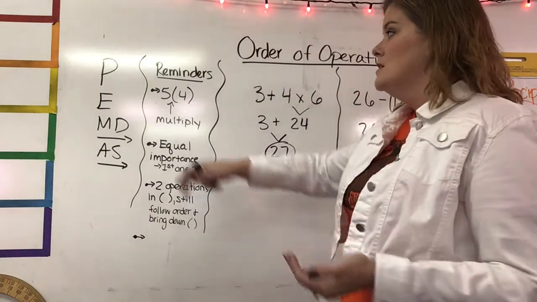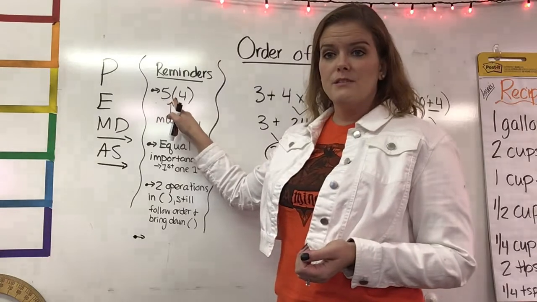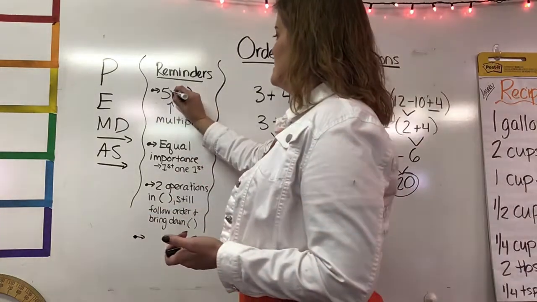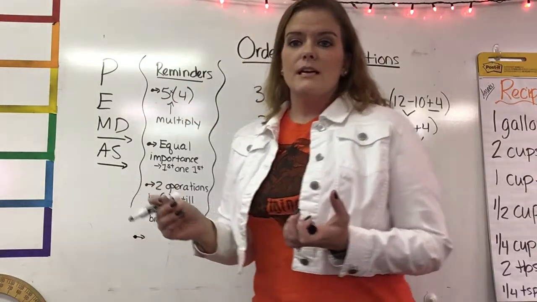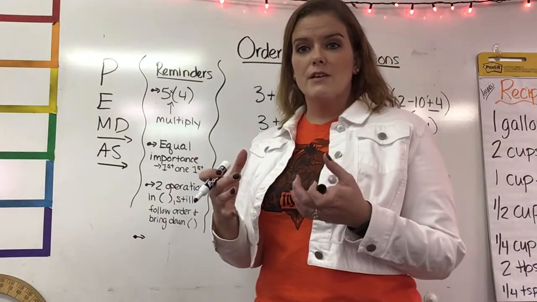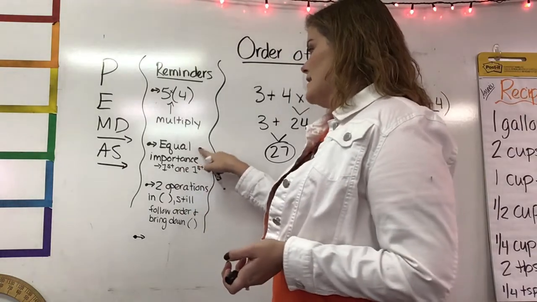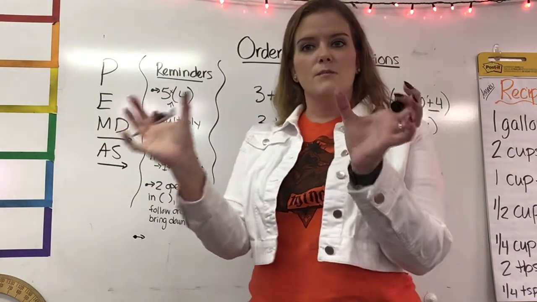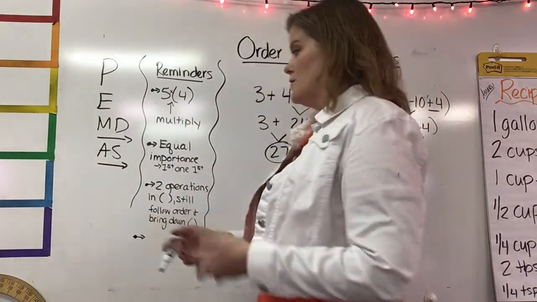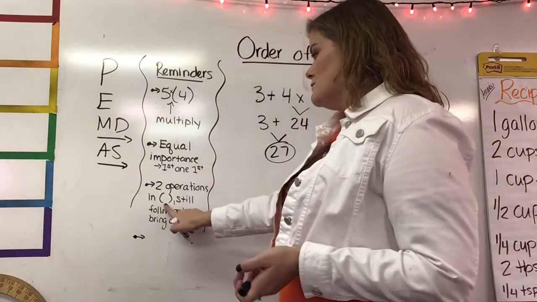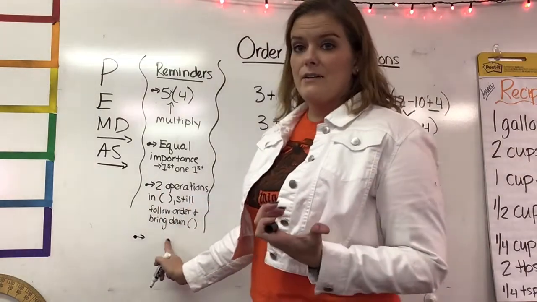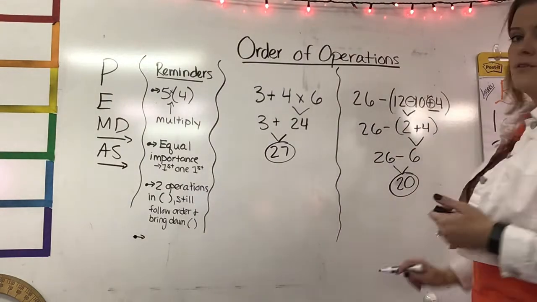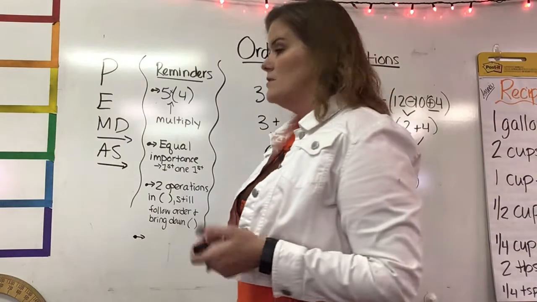Couple reminders. When you have a number right next to parentheses with no symbol at all, that means multiply. So we always just add in that symbol we're familiar with, which is an X, so that we remember, don't forget that this means multiply. When we have things of equal importance, you do the first one first from left to right. So if you have two sets of parentheses, you solve the one on the left first. If there are two operations in parentheses, you still follow the order and bring it down like I did here. So you keep the parentheses only when you have more than one operation on the inside. You don't have to do that every time.